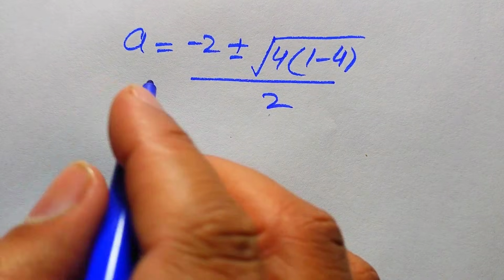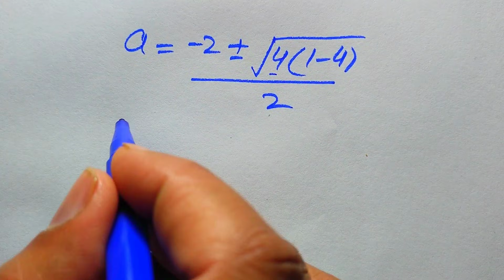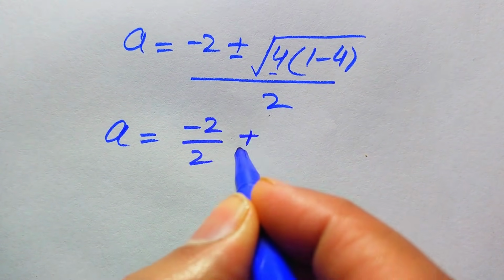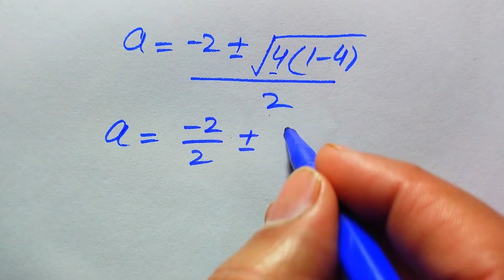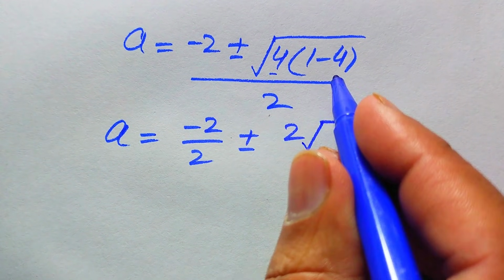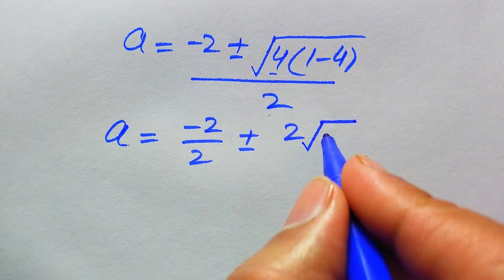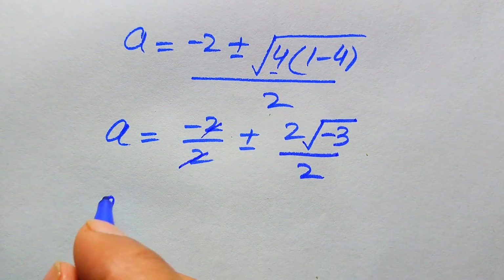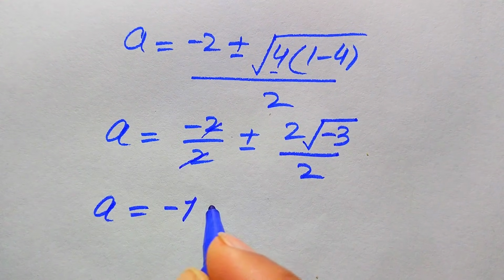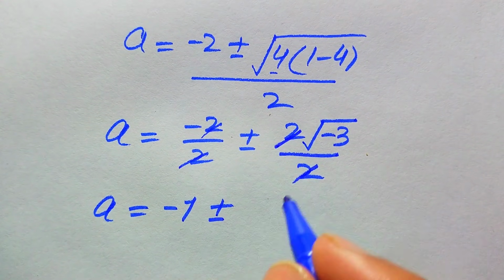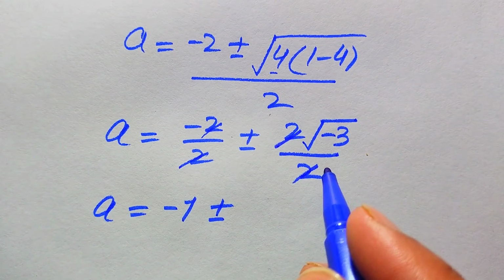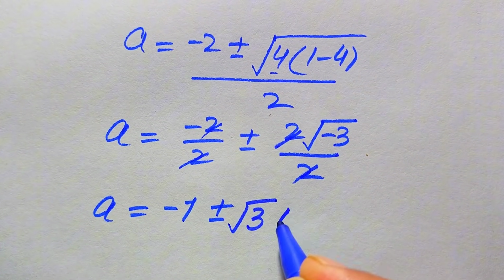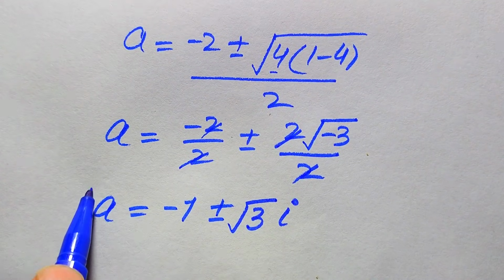And further in the next step we apply the square root separately on both of these two values, and we break this fraction so it becomes minus 2 over 2 plus minus. We know that the square root of 4 becomes 2 times the square root of 1 minus 4, and 1 minus 4 becomes minus 3, divided by 2. These two and these two are gone, and we get our a equals minus 1 plus minus. Further, you see here when a negative sign appears inside the square root, it becomes iota, and we get square root of 3 times iota.